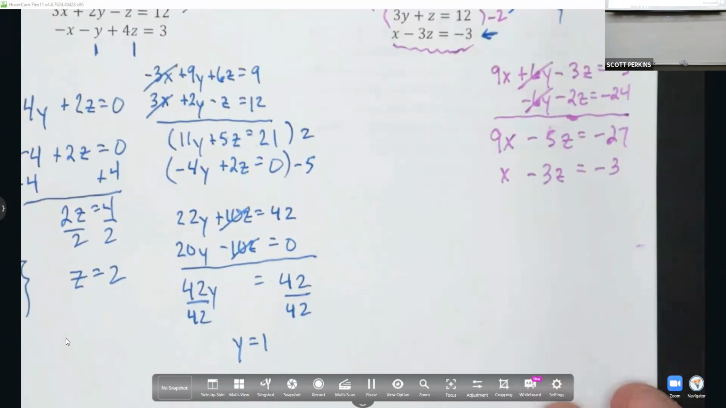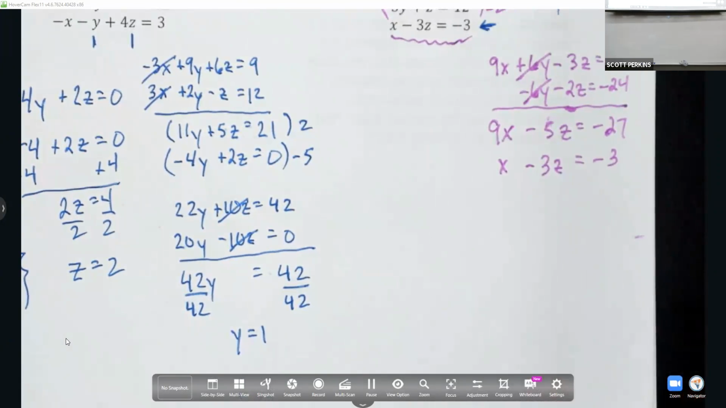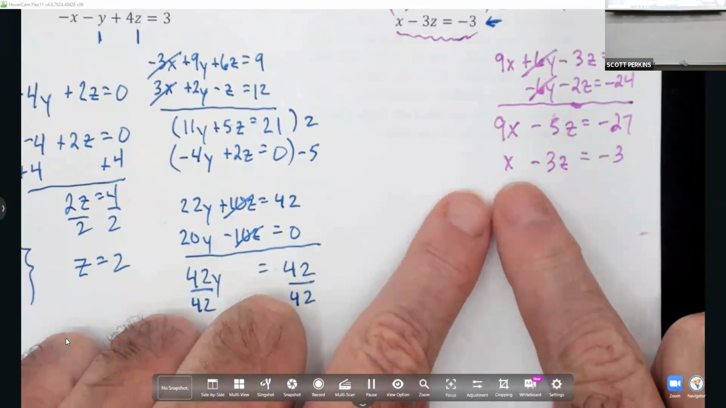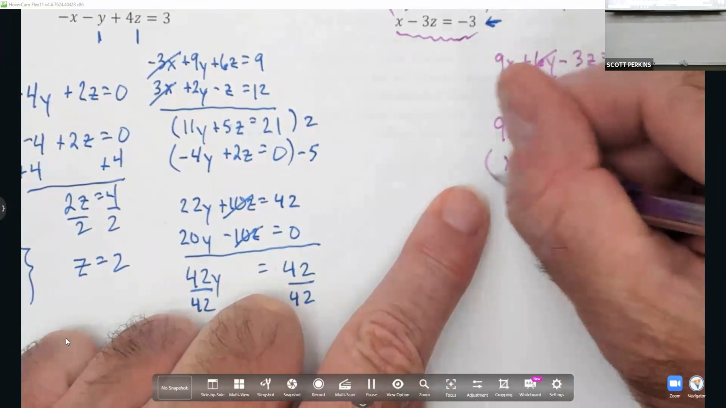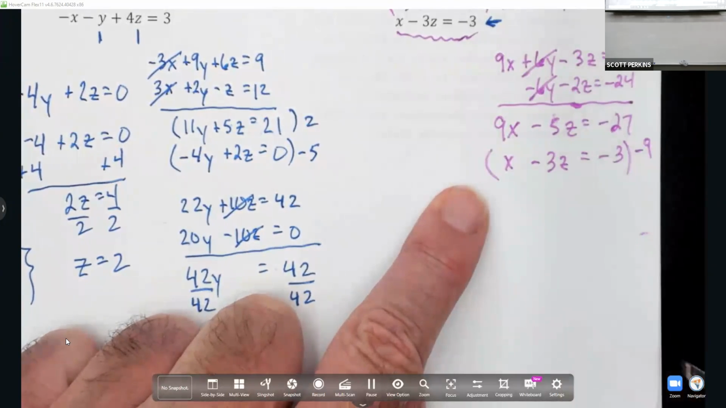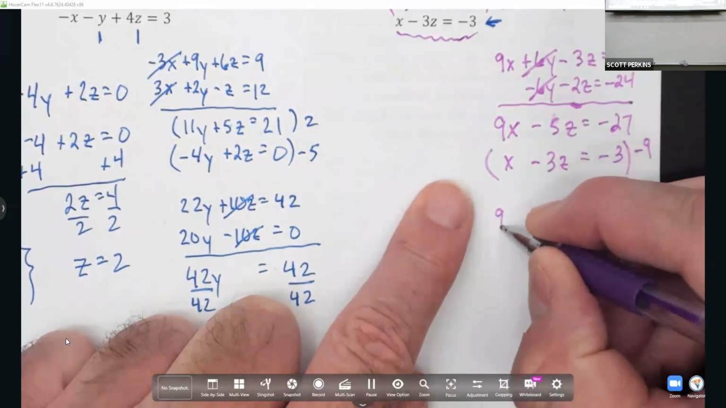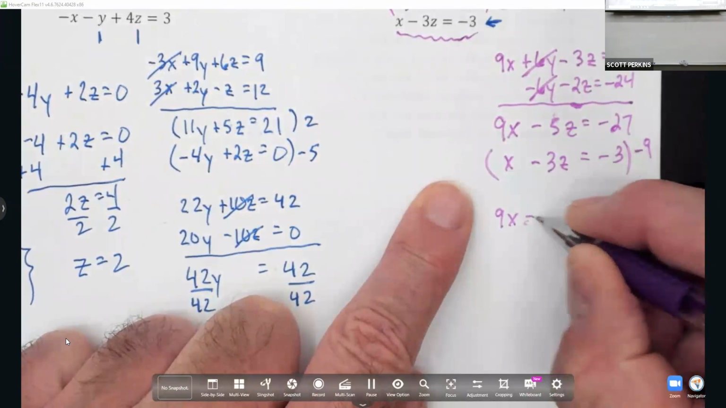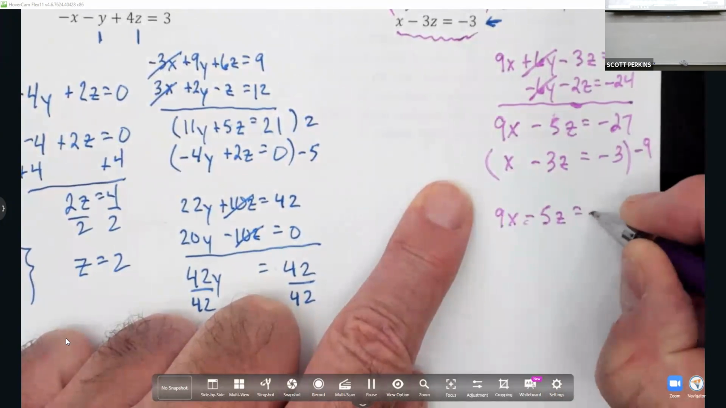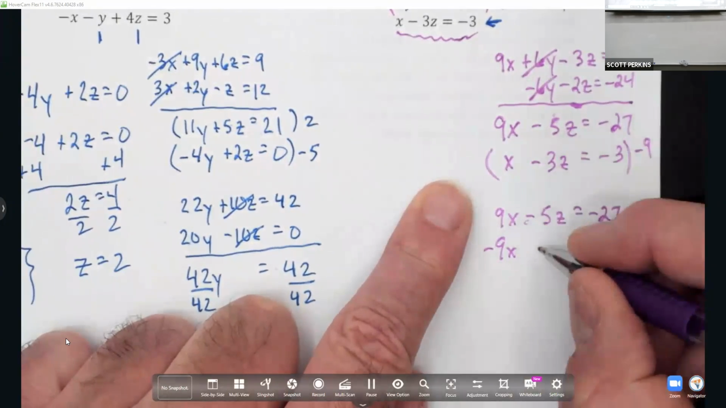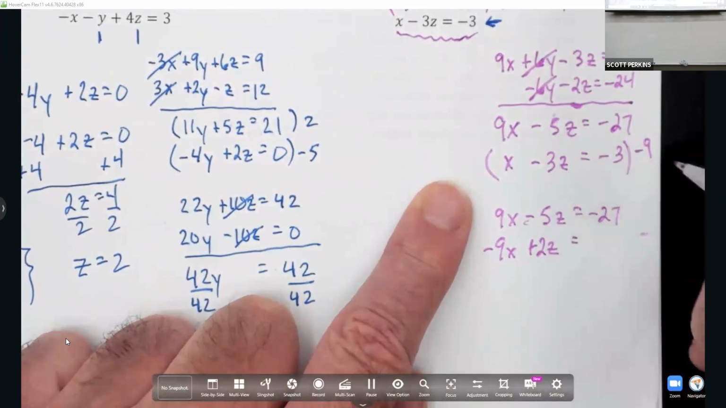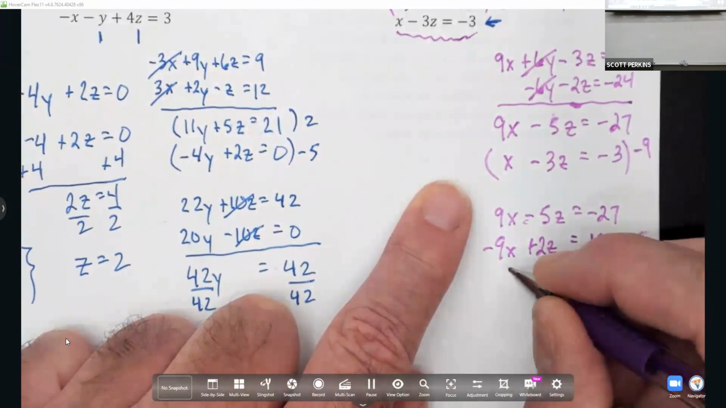Again, you are more than welcome to eliminate the z's, but I always take the path of least resistance, which in this case is going to be to eliminate the x's. What am I going to multiply here to eliminate the x's? Yeah, -9, perfect. And so that's going to give me, I'm just going to repeat the top equation, -9x minus 5z is equal to -27. Then we have -9x and plus 27z is equal to plus 27.